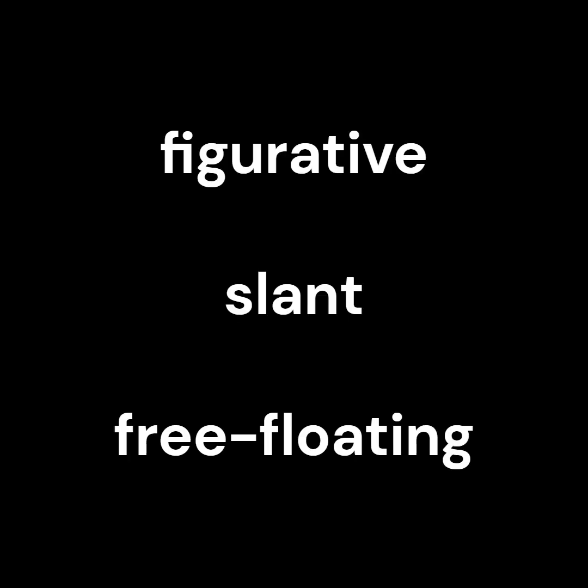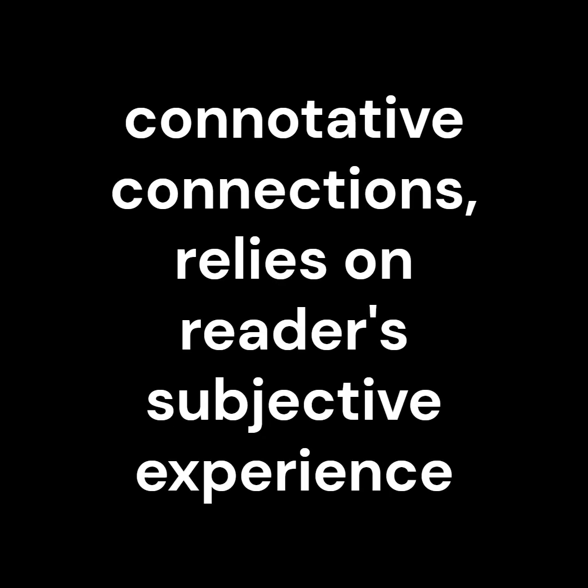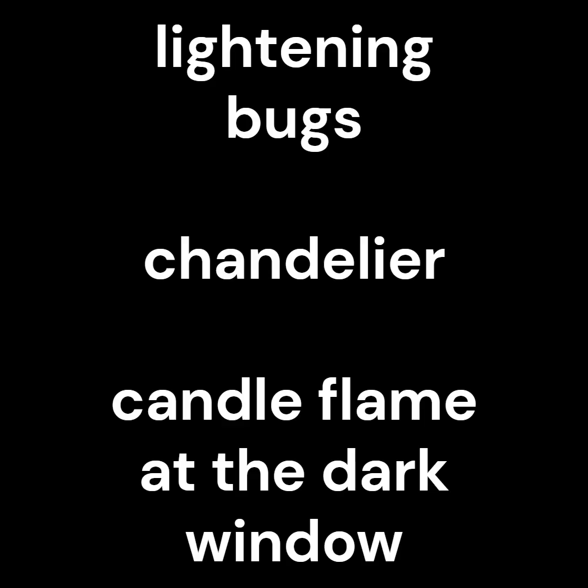Figurative as opposed to literal. So this is the other side of that equation. Figurative, slant, and free floating are the three terms that go here. Figurative language is non-literal. It relies on non-denotative links to connect them and broaden the meaning or transform in a specified direction. This is the thing that makes it so powerful. It's the transformation possible. So the example that I gave here was lightning bugs, chandeliers, candle flames at the dark window.